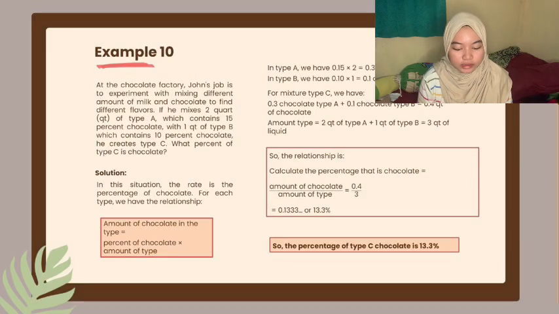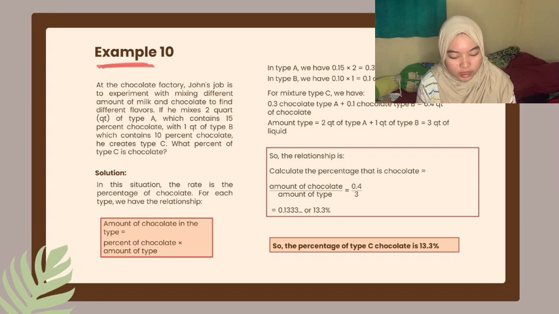Example 10. At the chocolate factory, John's job is to experiment with mixing different amounts of milk and chocolate to find different flavors. If he mixes 2 quarts of type A, which contains 15% chocolate, with 1 quart of type B, which contains 10% chocolate, to create type C, what percent of type C is chocolate?